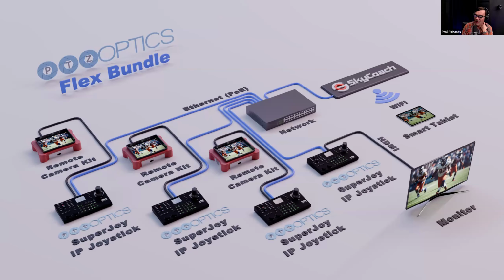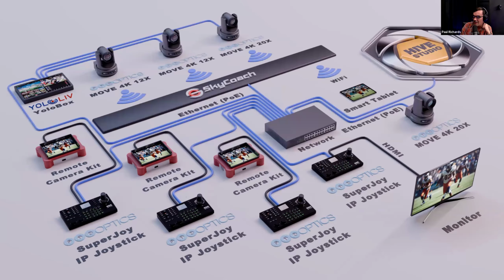So what that allows you to do, and Jason showed in that video, is your camera can be all the way down at the end zone, far away, and you can have the SuperJoy on the same network providing the HDMI video to the RCK remotely. So we were showing that.